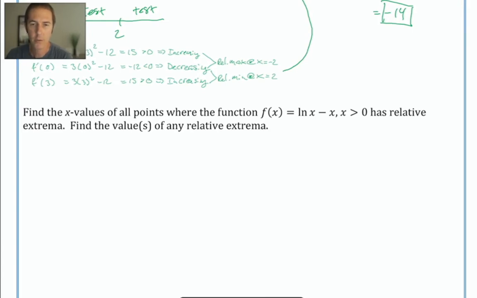Here the instructions are the same, but the function is different, and we have a limitation on our x values because the logarithms and natural logs can only accept positive values as input values. So because our function here works with the natural log, input values must be strictly greater than 0.